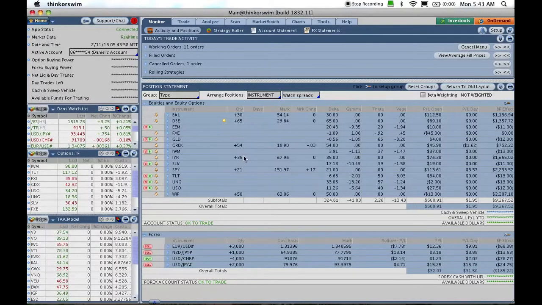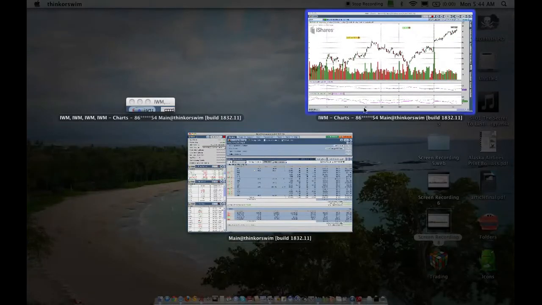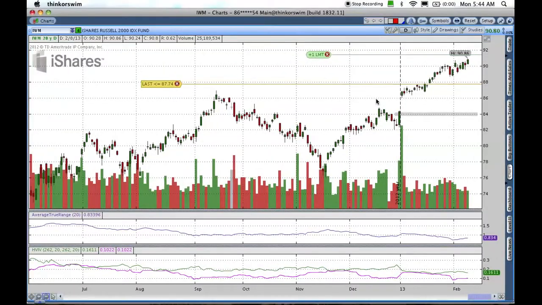And the other takeaway is that there are a lot of different markets in here. And theoretically, each one of these markets is uncorrelated. And that's how we smooth out returns using Theta Trend. So let's jump over here and look at a price chart of the Russell 2000.